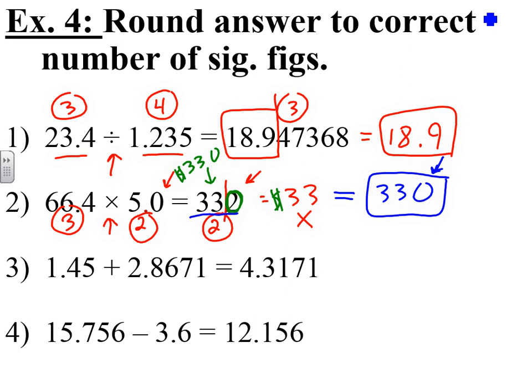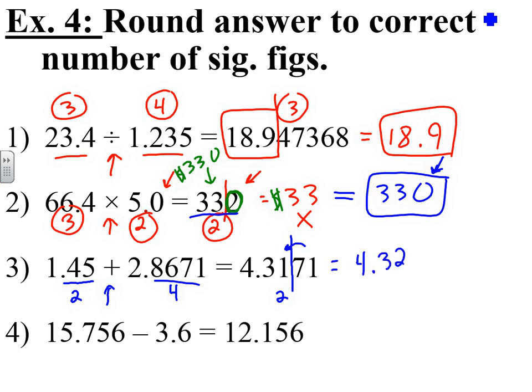Here we have addition. With addition, we go by the least number of decimal places. So here we have 2 decimal places. Here we have 4 decimal places. So our answer should have only 2 decimal places. So we'll cut off the answer right here. Now the 7 will round the 1 up to a 2, and your final answer is 4.32. That would be your final answer.